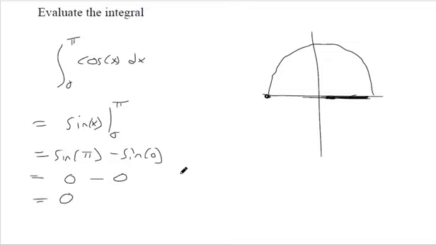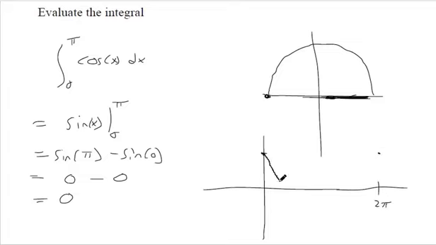Now that can't be right, but it is, because if you were to graph cosine, cosine starts at the peak of its amplitude, and then it repeats itself every 2 pi. That's its period, right? So cosine goes down to -1, then back up.